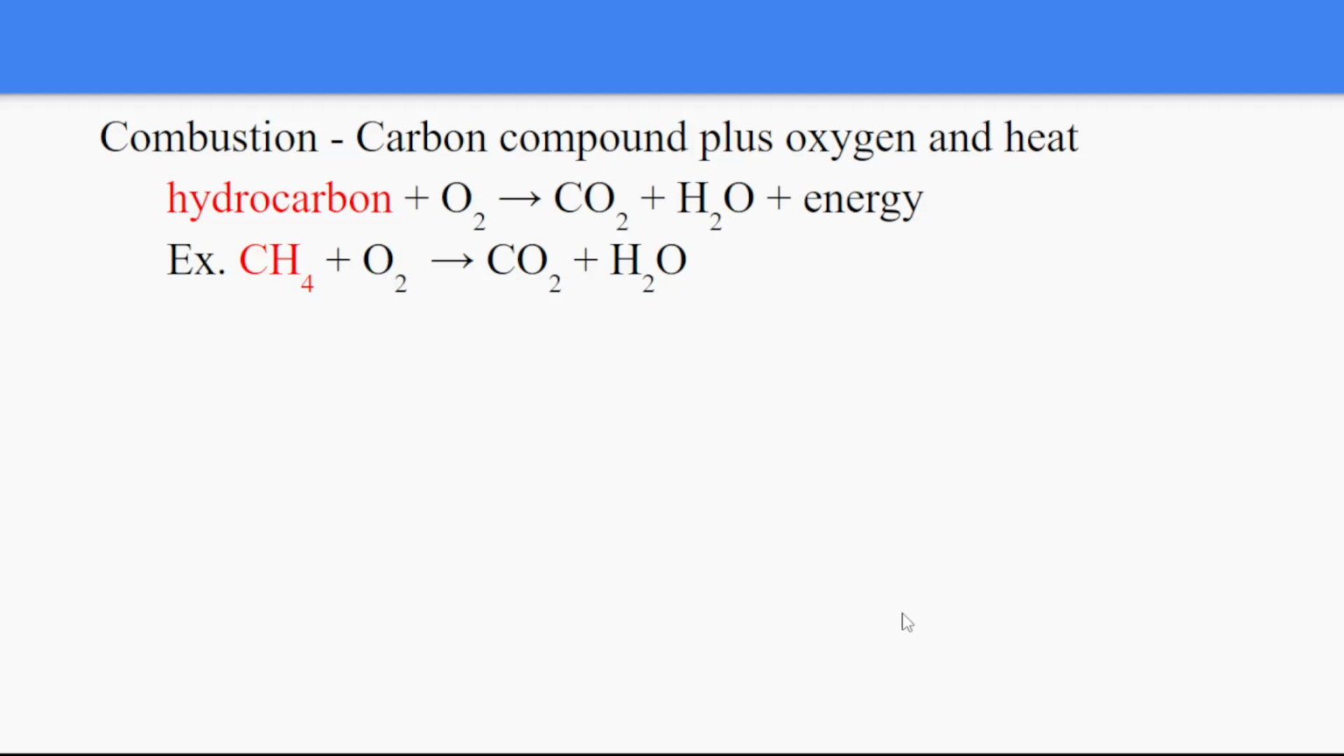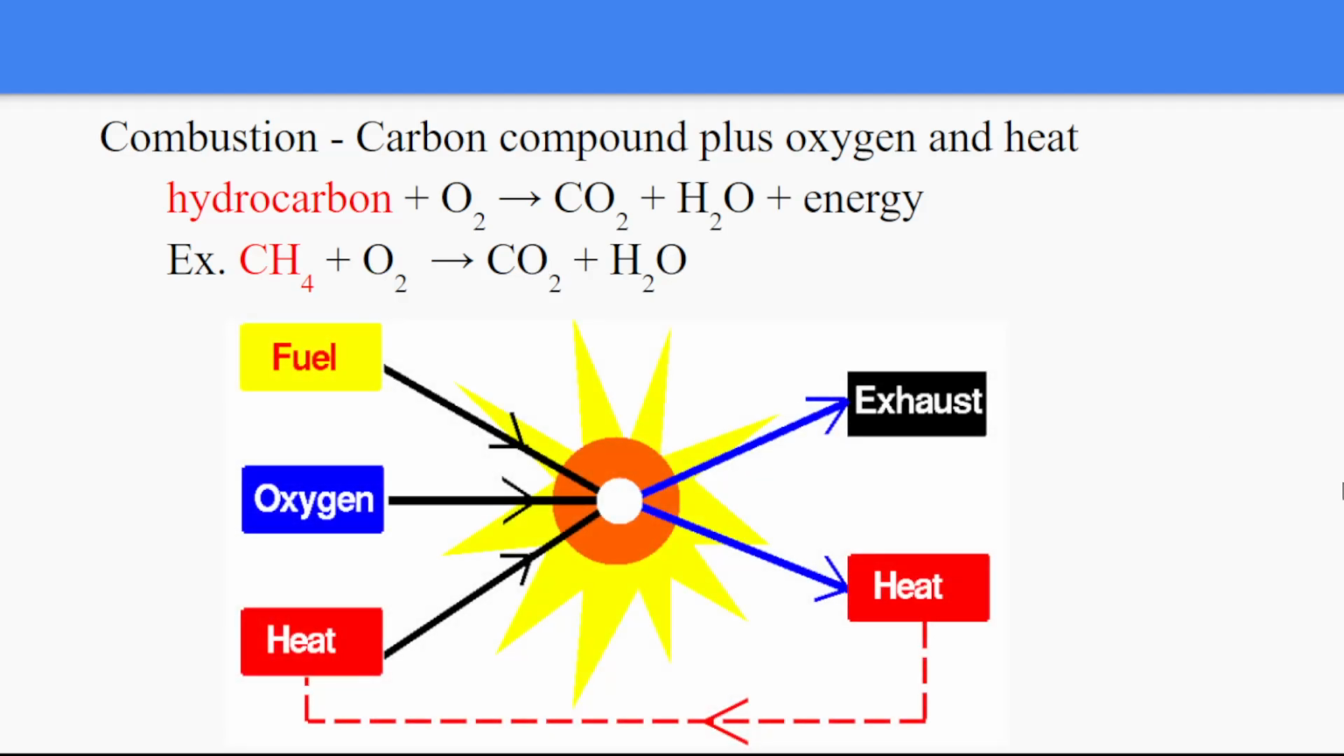The last type is called a combustion reaction. That's where a hydrocarbon plus oxygen gives you carbon dioxide, water, and energy. And it's always going to be like this. If you see carbon bonded to hydrogen plus oxygen, always combustion reaction. Products will always be CO2 and H2O. Very simple. So the fuel would be the hydrocarbon. The oxygen is obvious, right? You have to have heat to get it started, but you also release heat as a product.